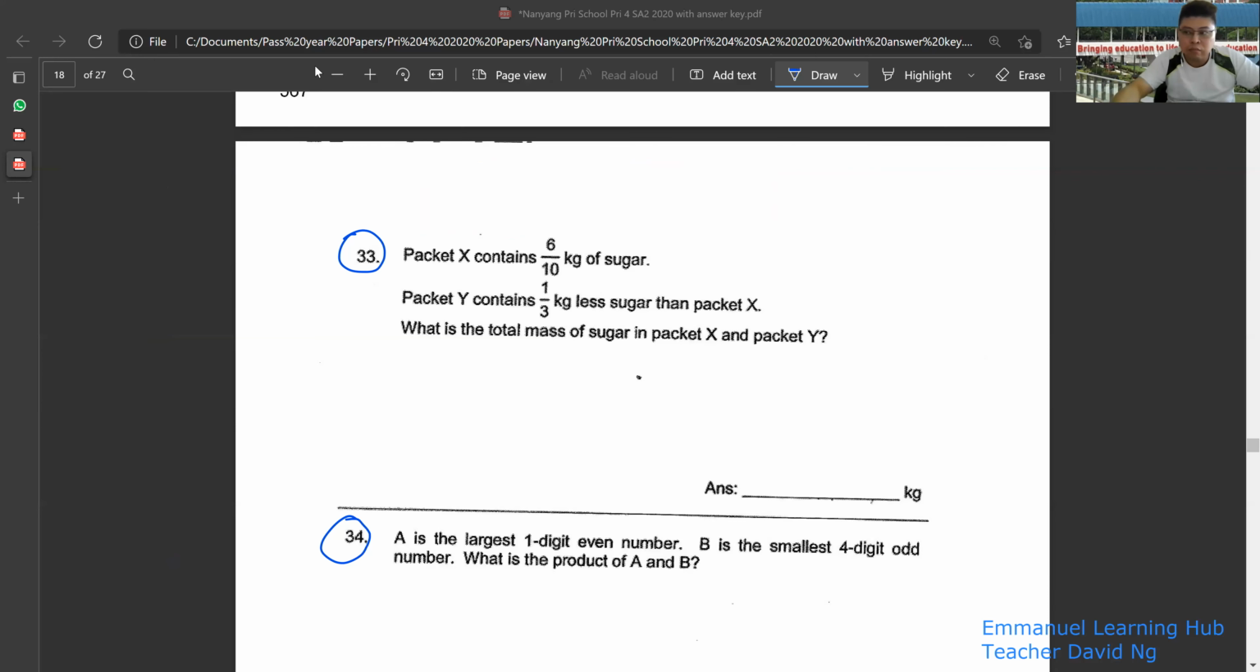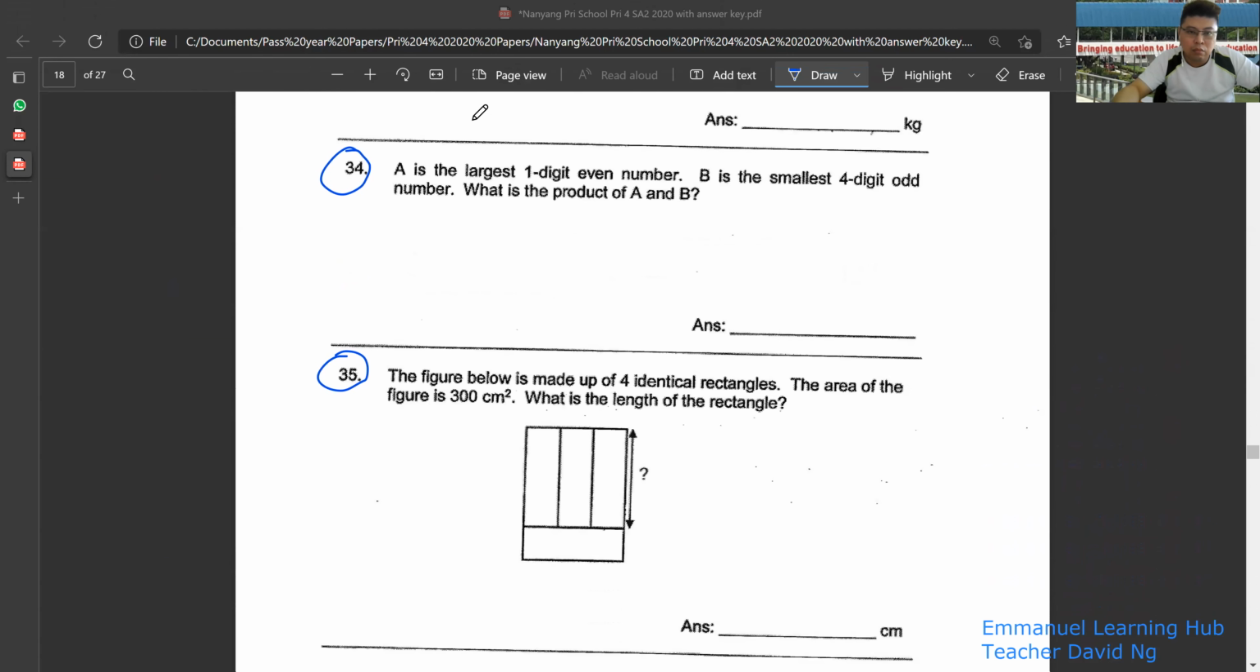Okay, 34. A is the largest one-digit even number. Can you tell me what is the largest one-digit even number? 10. One digit. 8. Okay, so A is 8.